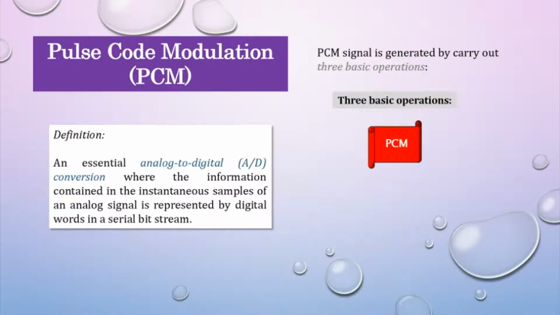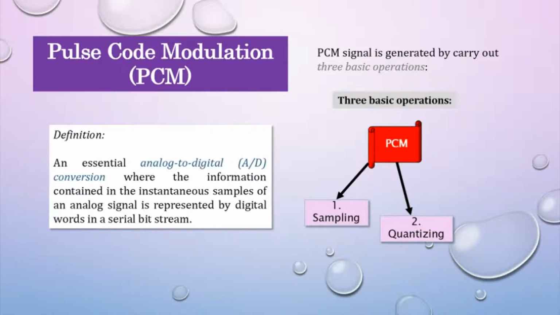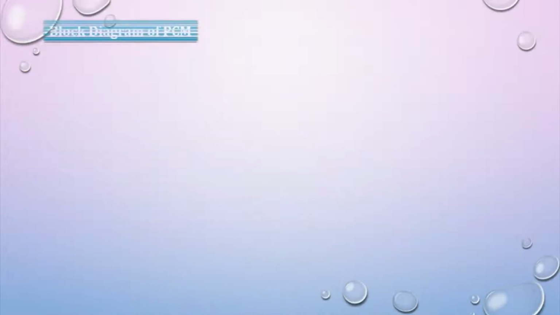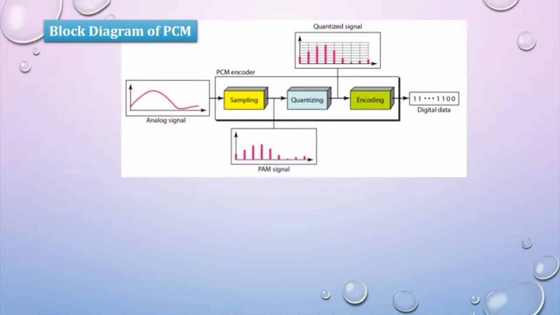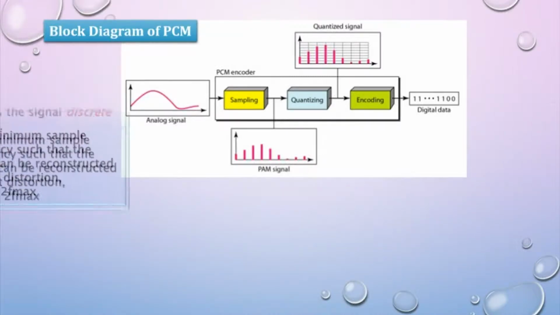There are three steps in the PCM process. First, sampling. Second, quantizing. And the third is encoding. This is the block diagram of pulse code modulation.